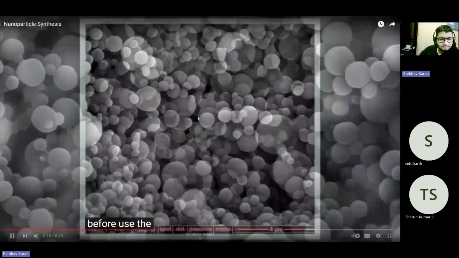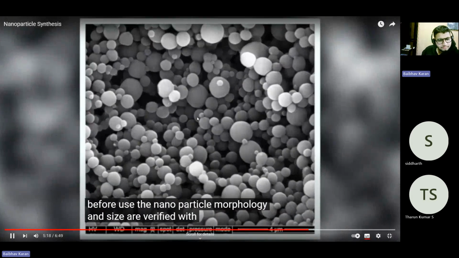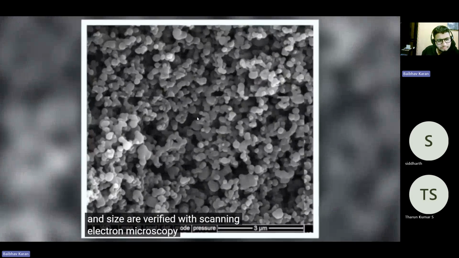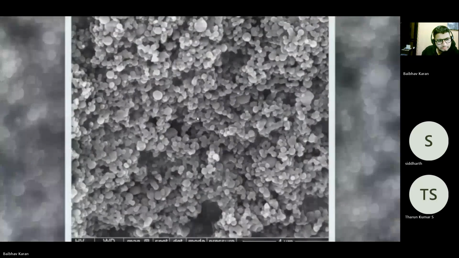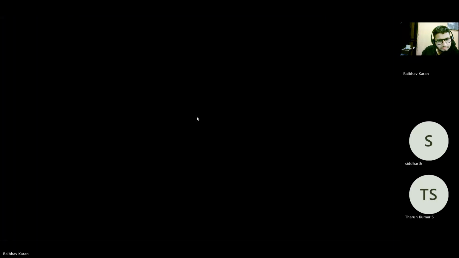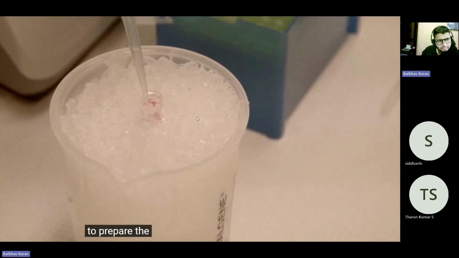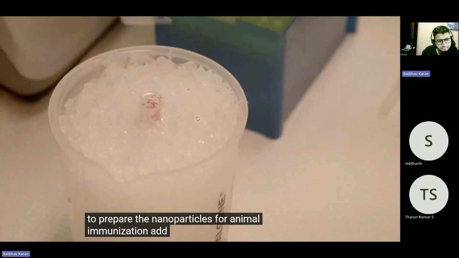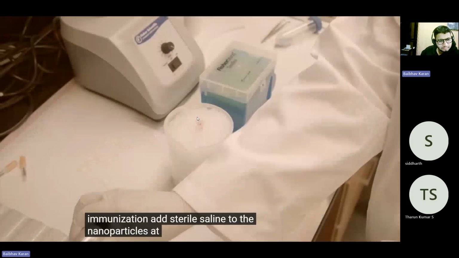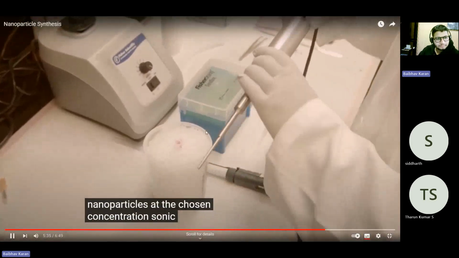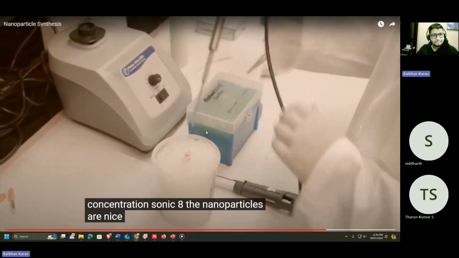Before use, the nanoparticle morphology and size are verified with scanning electron microscopy. To prepare the nanoparticles for animal immunization, add sterile saline to the nanoparticles at the chosen concentration. Sonicate the nanoparticles.